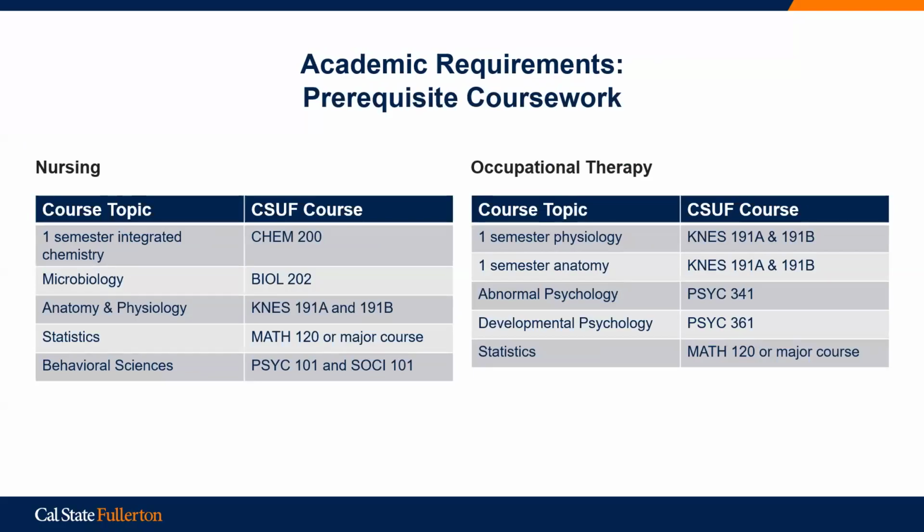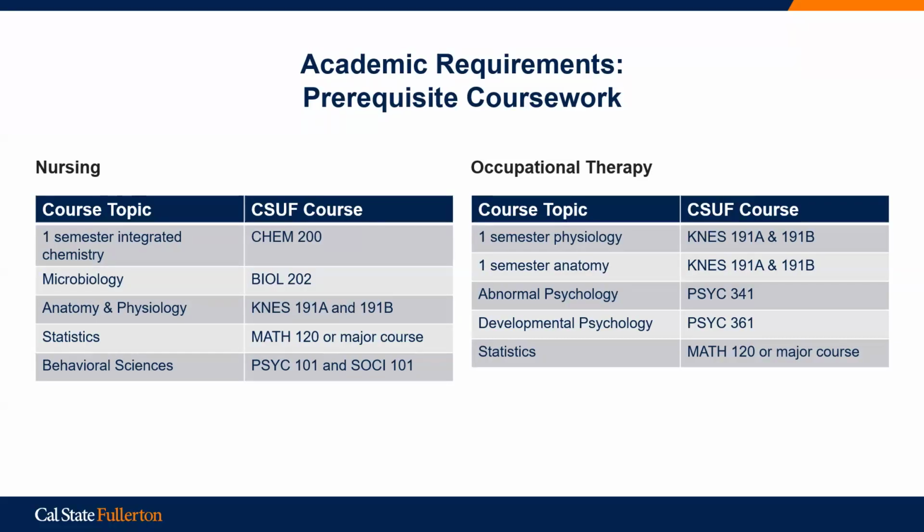On to nursing and occupational therapy. You can see there's fewer prerequisites here. For nursing, typically 1 semester of integrated chemistry is required. This is going to be a chemistry course that incorporates inorganic, organic, and biological chemical principles. So our Chem 200 course would meet that requirement.